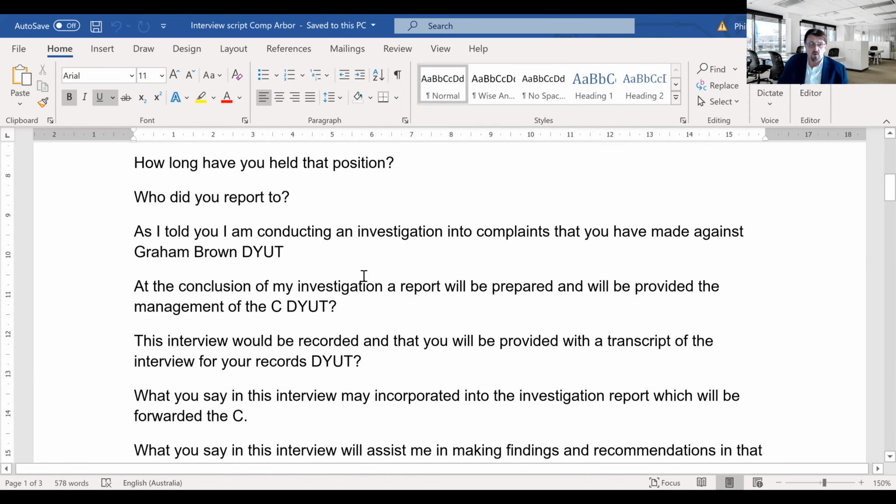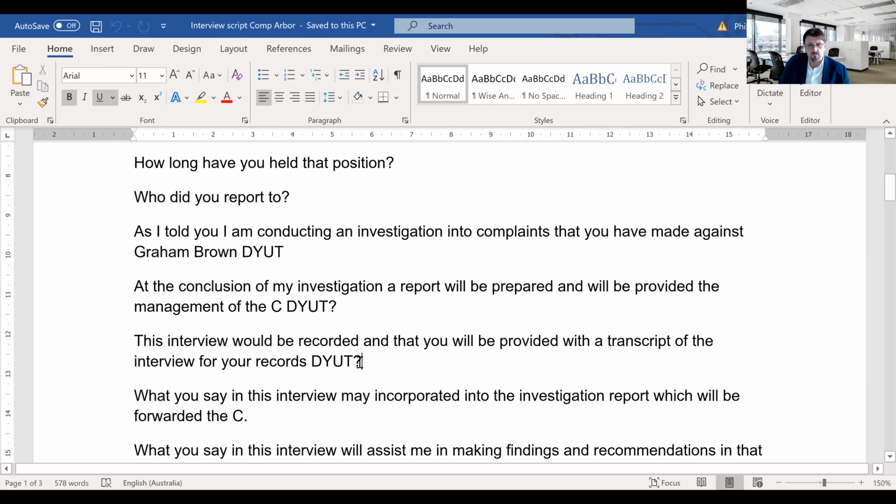Now, this next part's important. I told you I'm conducting an investigation, so we're telling them why we're here, making it very clear on the record. Making it very clear on the record that at the conclusion of the investigation, a report will be prepared. Very clear on the record that the interview will be recorded and you'll be provided with a copy of the transcript. Do you understand that?